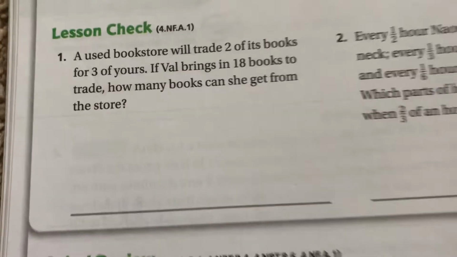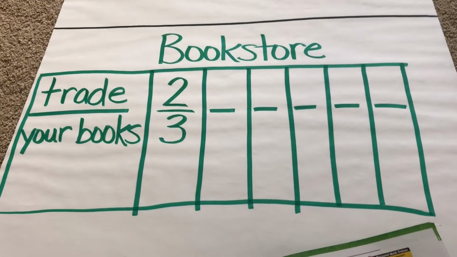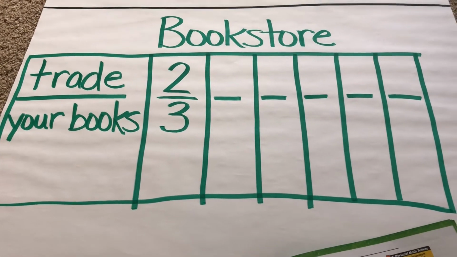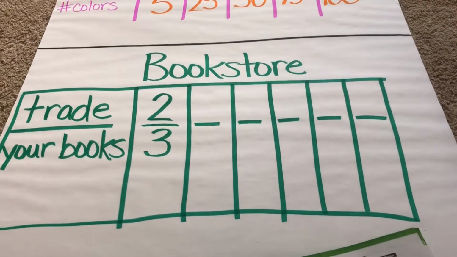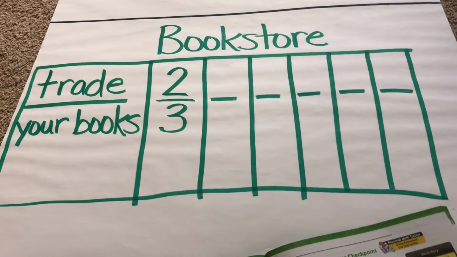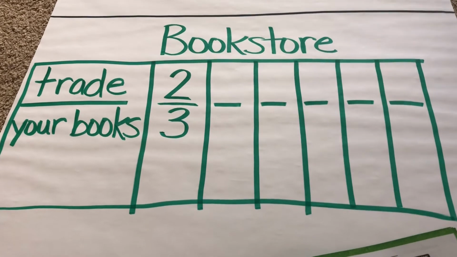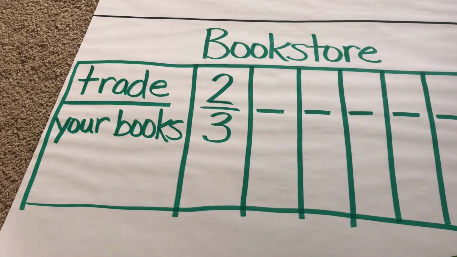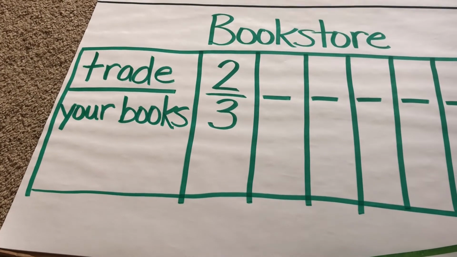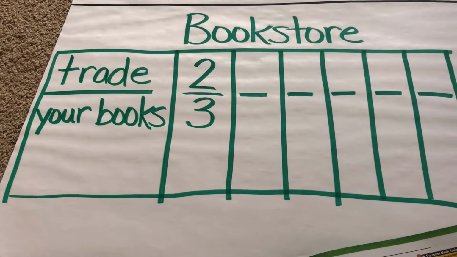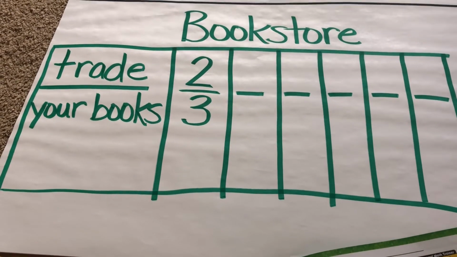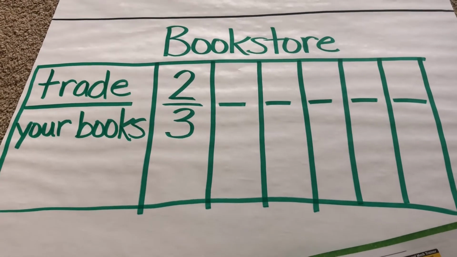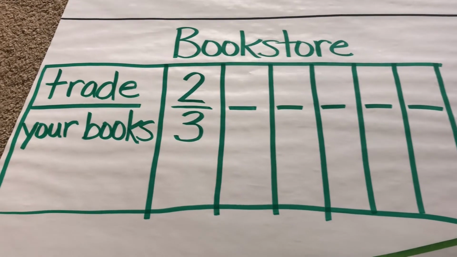Okay, so again, it's a good idea to take your information and organize it in a table to help you get to your answer at the end. So I've made a quick little chart here for us for the bookstore. And there's 2 parts to this that the story problem gives us. It tells us that if you bring in 3 books, if you give the bookstore 3 of your books, they will give you 2. They will trade it for 2 of their books. We want to know how many books Val could get back if she donates 18 of her own books, okay?